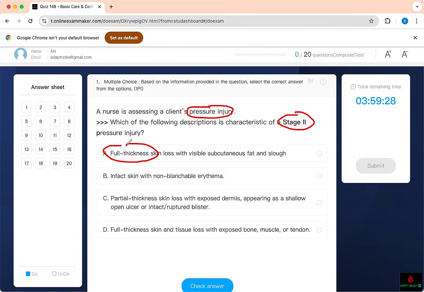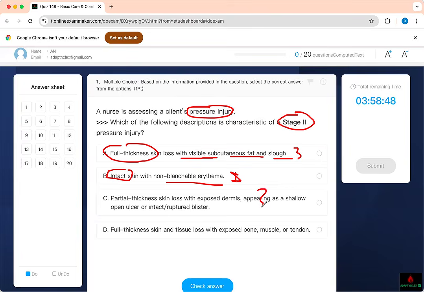Full thickness, that word alone will make you eliminate this answer because it's not complete. Stage 2 is in the middle. It can be full, right, with loss of visible subcutaneous fat and slough? This is stage 3. Intact skin, it cannot be stage 2 if the skin is still there. You have to be in the middle. With non-blanching, this is stage 1. Partial thickness is in the middle. Most likely, this is the answer, with exposed dermis appearing as shallow, open ulcers or intact or ruptured vesicles. These sound like the right answer.